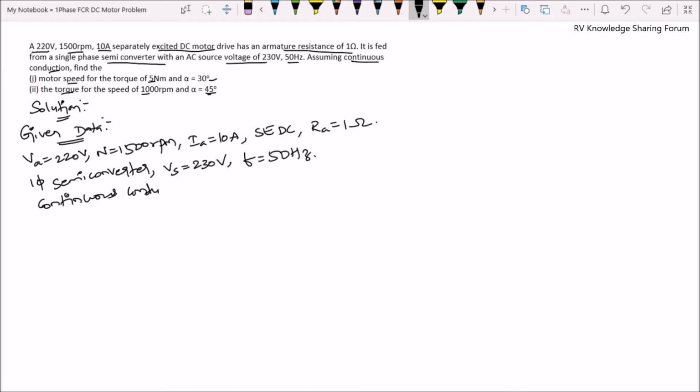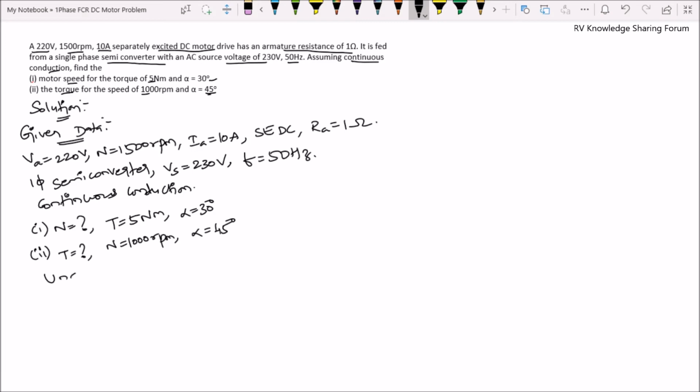Okay, the type of conduction is continuous conduction. Here we have to find, first, the motor speed under the condition of torque of 5 Newton meter and firing angle alpha equal to 30 degrees. Second, we have to find the torque under the condition speed n is equal to 1000 rpm and firing angle alpha is equal to 45 degrees. Okay, so let us try to solve this problem.